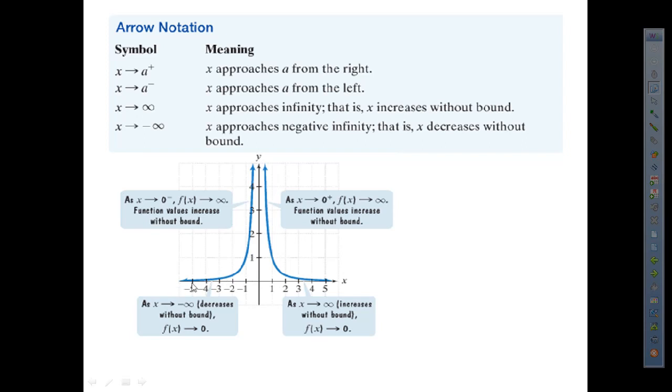Now looking at these parts down here, as x approaches negative infinity, in other words, x goes off in this direction, our function goes off in this direction, what's happening to our y value? Well, our y value is getting closer and closer and closer to that x-axis, so f of x is approaching 0. We say approaching because it's never actually getting there.